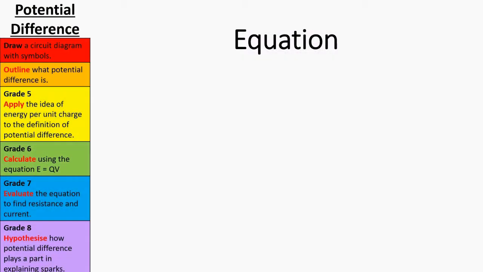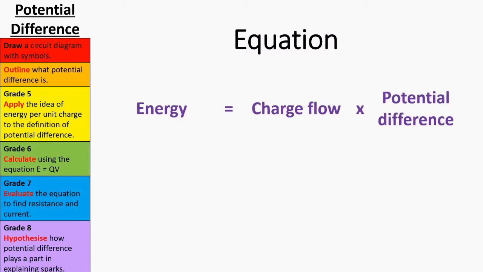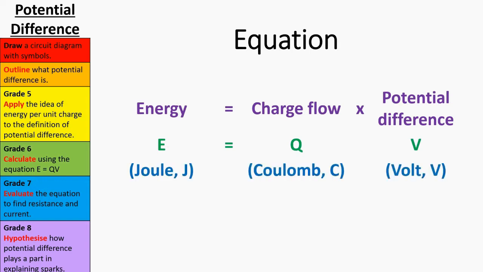So that equation again in a little bit more detail, we have energy is equal to charge flow multiplied by potential difference, or E equals QV. Those units, energy we measure in joules, charge flow we measure in coulombs, and potential difference we measure in volts.